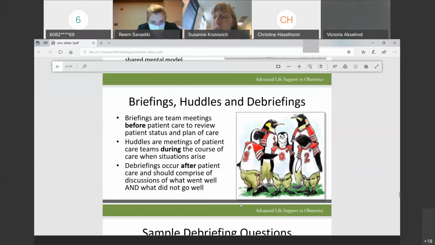Another thing we can do to really help the function of the team are briefings, huddles, and debriefings. Briefings really happen before the patient care, and that's a very short team meeting before patient care to review the patient status and that plan of care. Huddles are meetings that happen during the course of care, and especially whenever situations or important decisions arise. And debriefings occur after patient care and should be comprised of discussions of what went well and what did not go well.